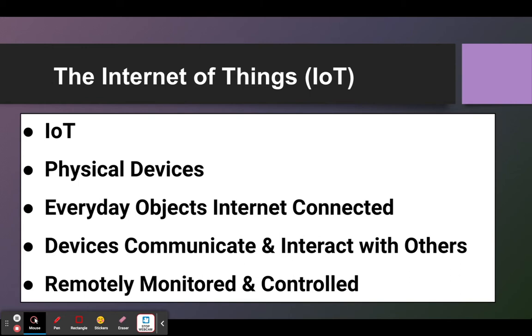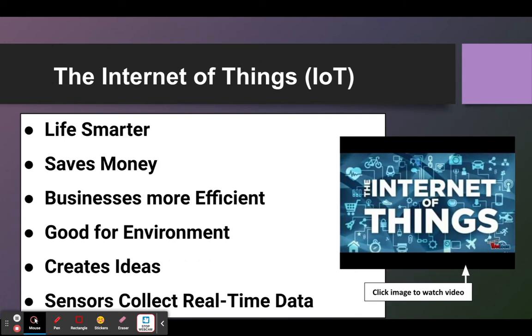Physical devices, everyday objects, and internet-connected devices communicate and interact with the others, and they are remotely monitored. It performs a function for you, so you don't have to physically be there. Some of the advantages: it makes life smarter. It saves you money. It makes you more efficient, not only businesses, but you in your personal life. It's good for the environment. It creates ideas, and there are sensors that collect real-time data. Otherwise, you wouldn't know the data that was collected.